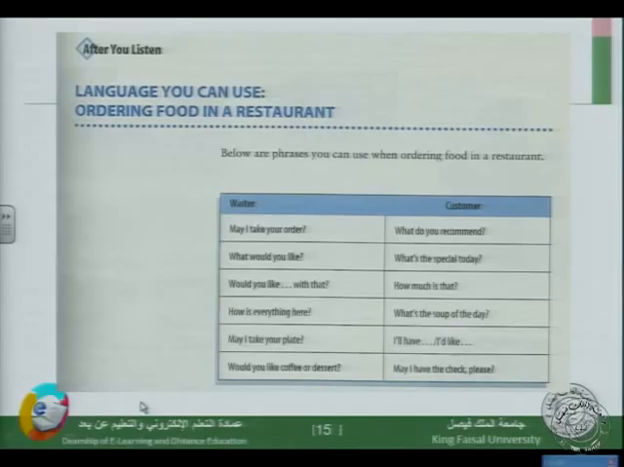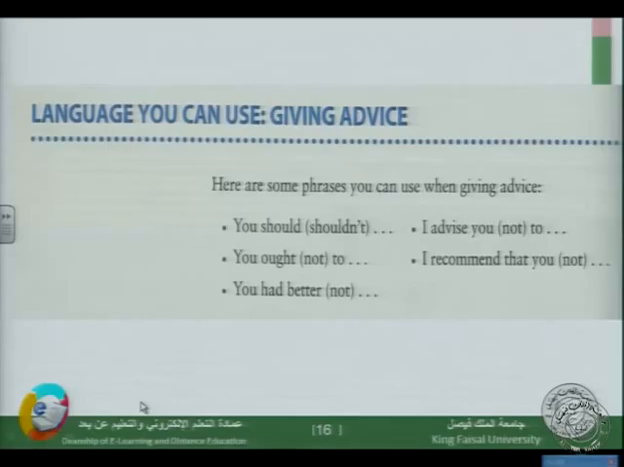These are some of the expressions or phrases that we can use when ordering food in a restaurant. For example, a waiter may ask you, may I take your order? What do you recommend? What would you like? What's the special today? What would you like with that? How much is that? This is for the price. When you say how much is that, you're talking about prices. How is everything here? What's the soup of the day? So all of these are the main phrases, the language that you can use in a restaurant.